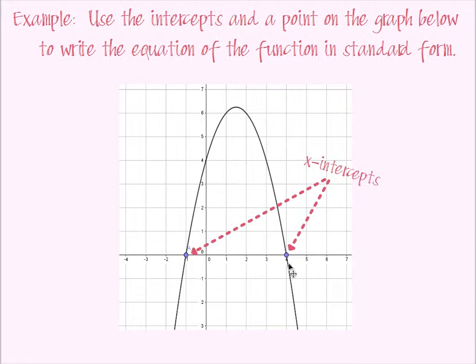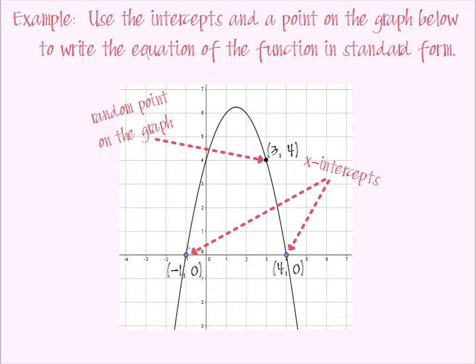So remember, we've got our two x-intercepts, -1 and +4. We're going to make one of those P and one of those Q. And to help us out, remember it says use the intercepts and a point on the graph. Well, I'm going to pick a random point on the graph. I'm going to pick 3, 4, just because it's on the grid and it's a nice point. And I'm going to let those values help me write my equation.